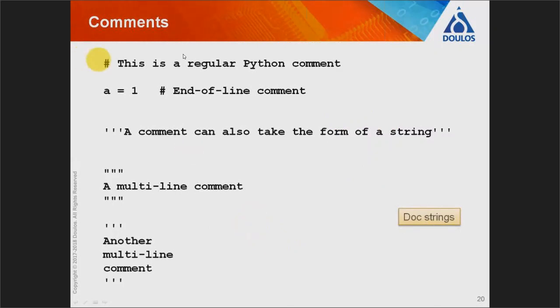Comments in Python are prefixed by the pound or hash character. So pound or hash is a single line comment. A string can actually be written across multiple lines by starting or ending the string with 3 quote characters rather than a single quote character. You can see here that you can have either 3 double quotes or 3 single quotes. And a multi-line string can be used to write a comment.